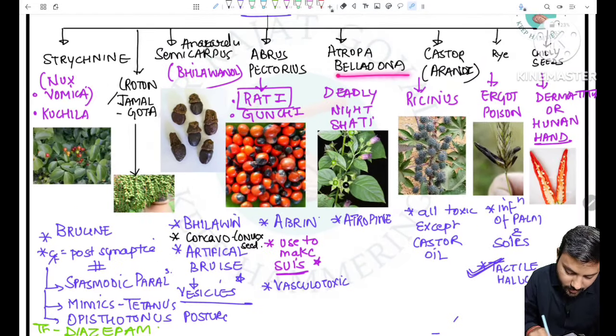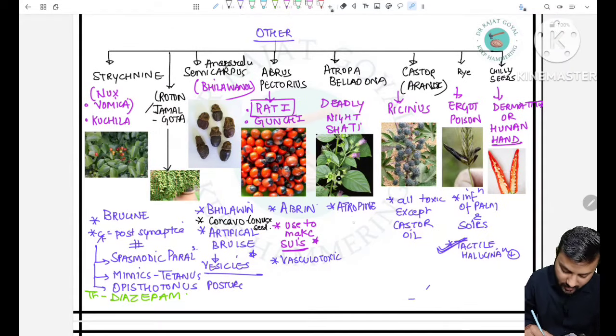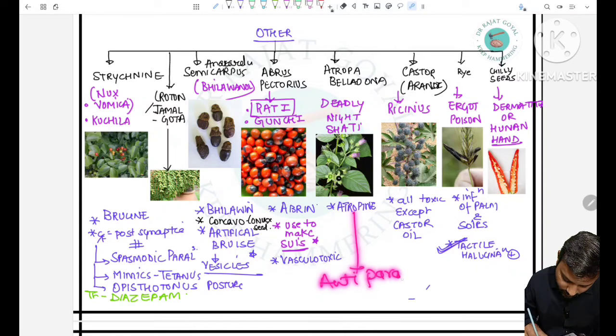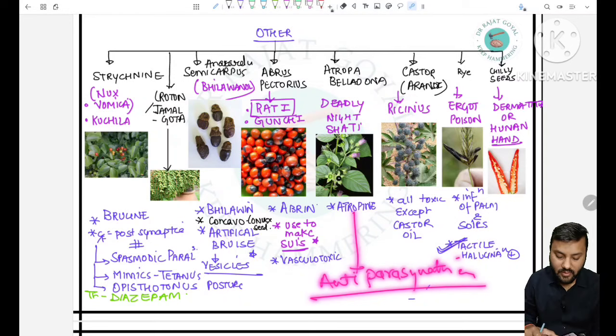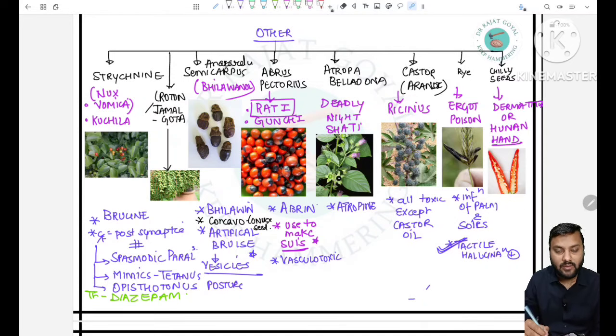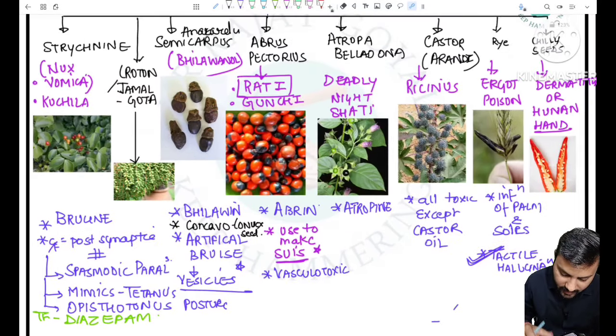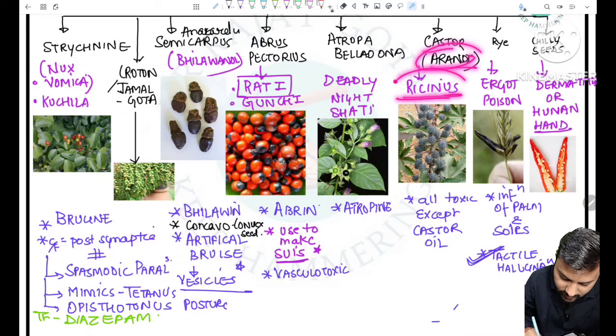The next one is the Atropa belladonna. Atropa belladonna is also called deadly nightshade, and the active principle is atropine. As we know, atropine is anti-parasympathetic or anticholinergic. So all the symptoms of anticholinergic poisoning will be there, such as dry mouth, dry eyes, urinary retention, etc.